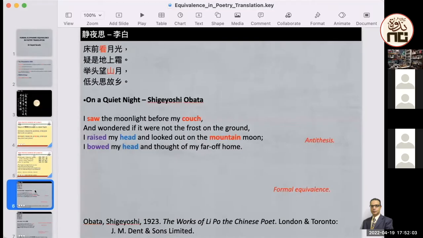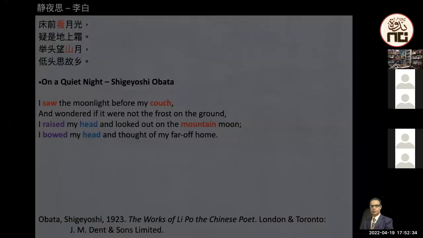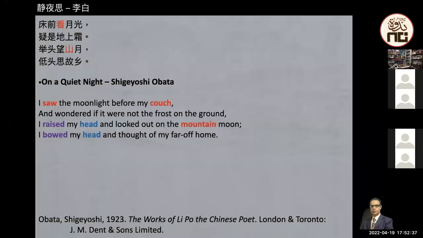Let's have some different versions of how different translators translated this poem, because this poem was translated maybe hundreds of times, right? And everyone used his own technique and his own way of translating it. Some of them tried to use dynamic equivalence, some tried to use formal, and some tried to use both formal and dynamic. Like this poem here by Obata, Shigeyoshi Obata. He was almost the first to translate it, in 1923.